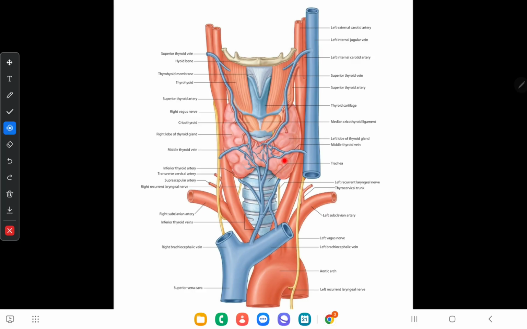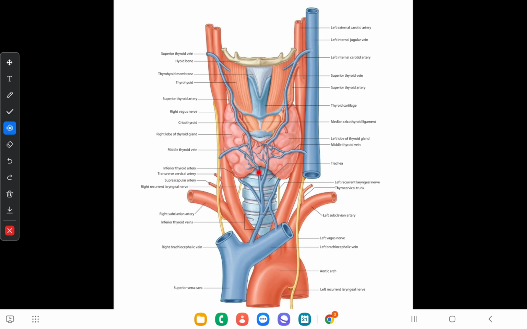Let's discuss the arterial supply of the thyroid gland. The superior and inferior thyroid arteries. Here is the superior thyroid artery. Then here you can see the inferior thyroid artery coming from the subclavian artery. Those two and the occasional thyroidea ima arteries. In some people there is a thyroidea ima artery here. Thyroidea ima artery provides rich blood supply to the thyroid gland.